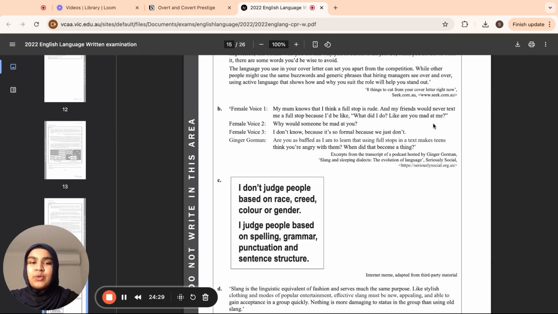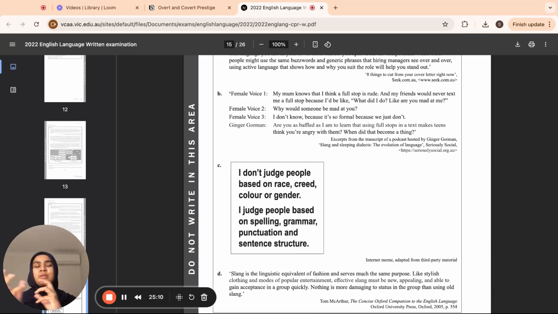And it's very interesting because it really clearly signifies the generational differences in understanding between what is considered formal, what is considered rude, what's normal and what's even abnormal. So we have, presumably, a young person saying, my mom knows that I think a full stop is rude. And then someone replies, why would someone be mad at you? So there's this confusion between different generations, where the younger generations may think something about a certain language choice or a choice of punctuation, where the older generation thinks it's completely normal. And so, shifting our linguistic repertoires when we communicate with different people is probably something that many of us do unintentionally even.